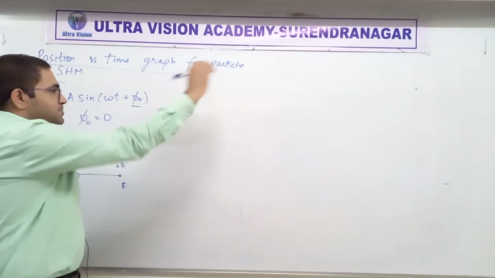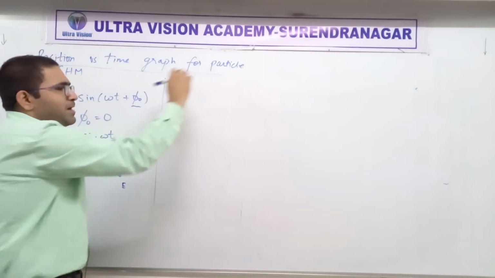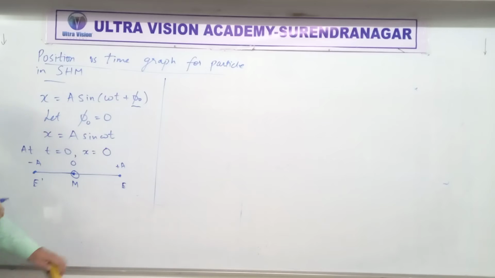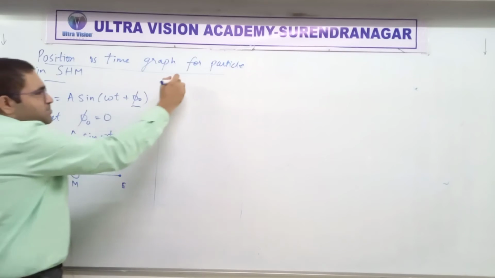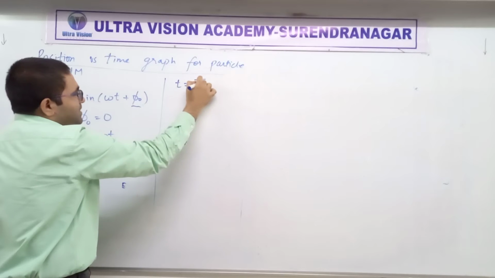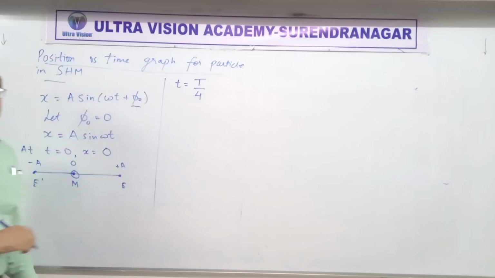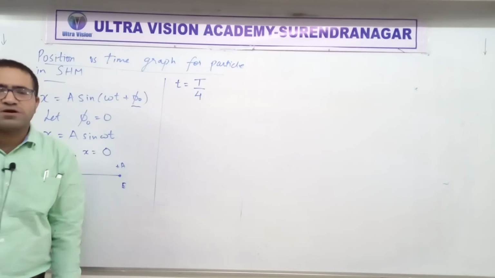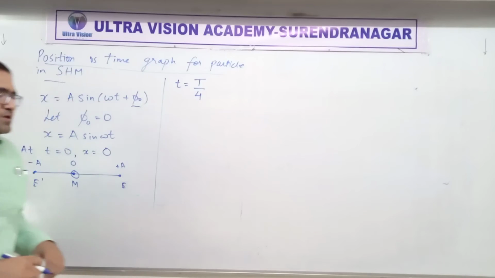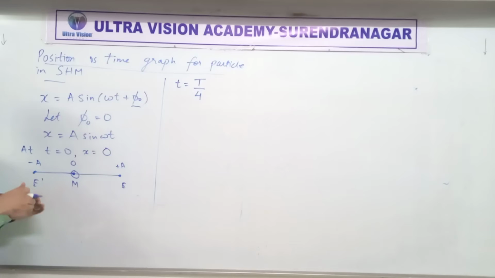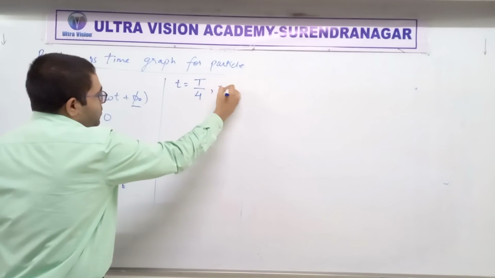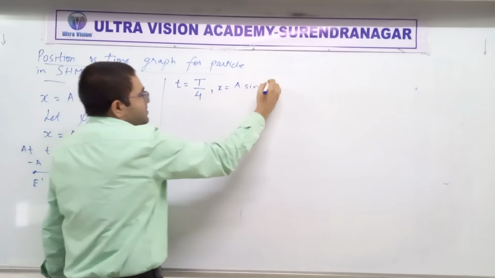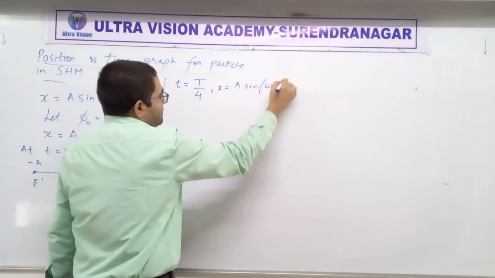Then let's allow some time to pass, for example a time of capital T by 4. Why capital T by 4? Capital T is the time period, so T by 4 means it should finish 1/4 of the oscillation. So from here, it's going to go over here. Now I know that, but let's prove it. X equals a sin(omega times capital T by 4).